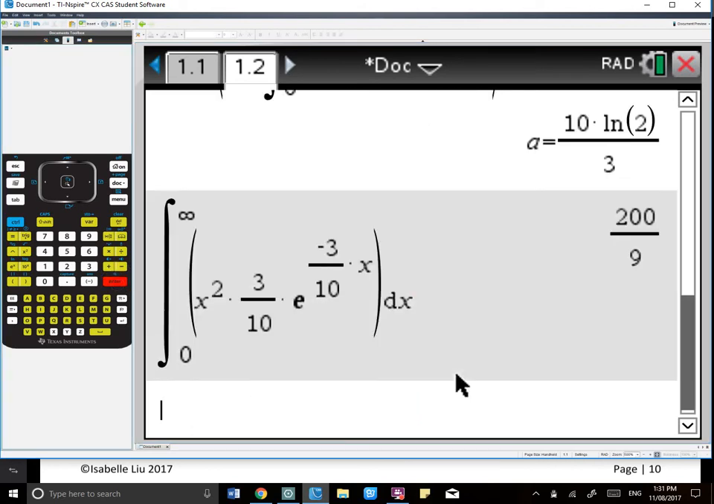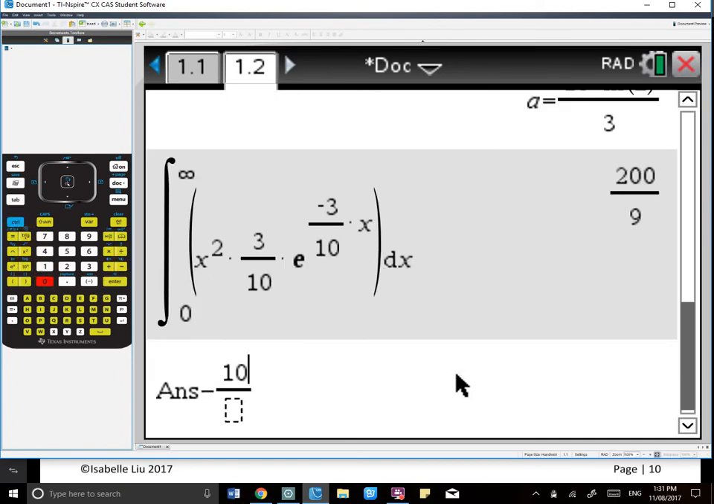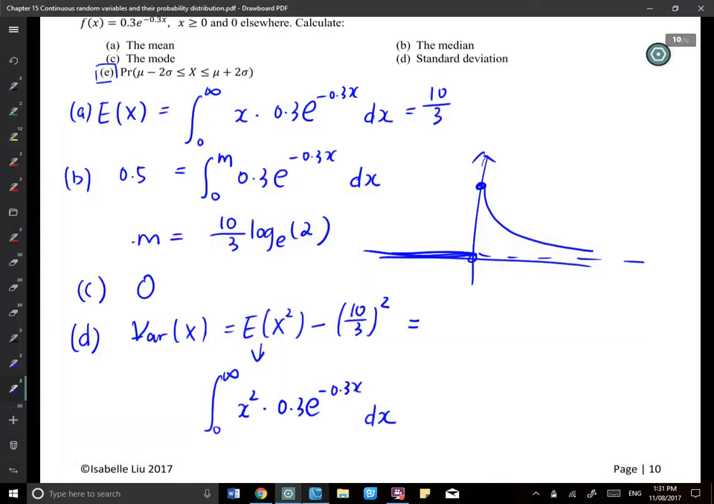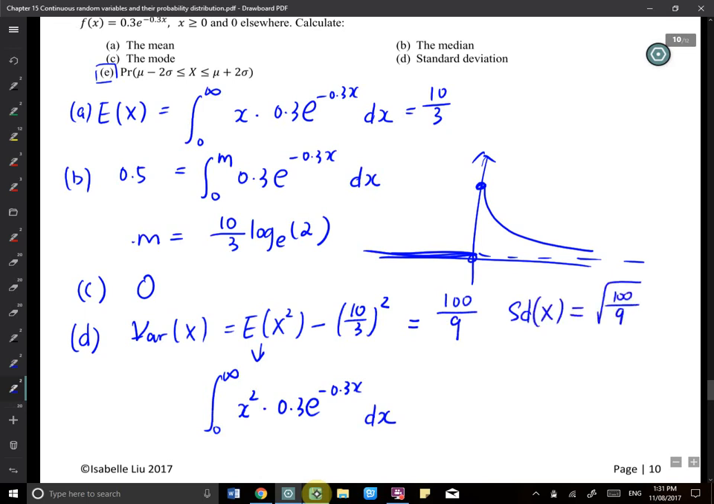I have 200 over 9. And let's minus 10 on 3 squared, that gives me 100 over 9. E x squared is 200 over 9, and minus mu squared is 100 over 9. So I have 100 over 9 here. So the SD of X equals the square root of 100 on 9, which equals 10 on 3. And as you know, the expected value and the standard deviation are the same for this distribution. We have figured that out in the previous question.